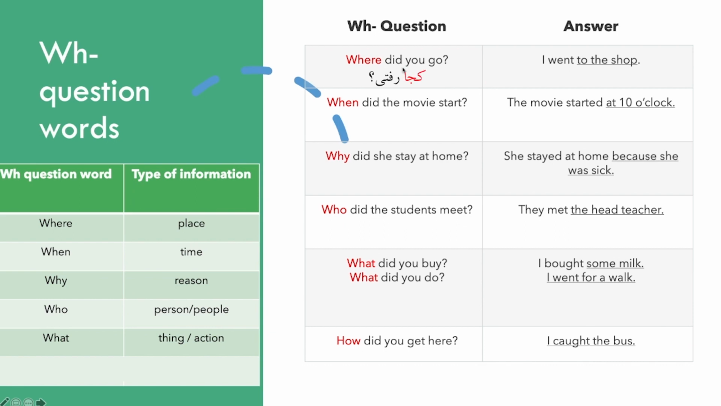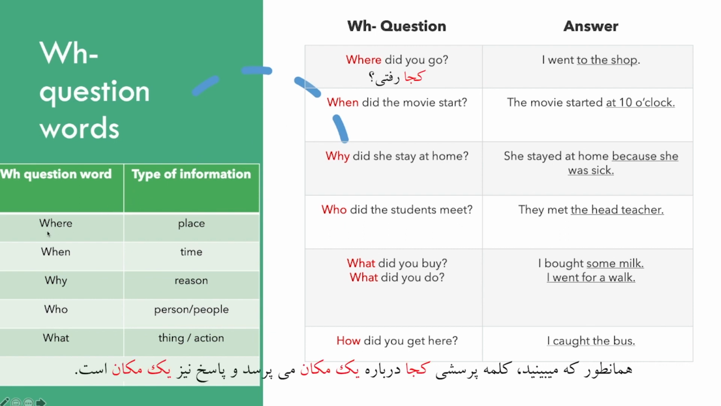Where did you go? Where, you can see in the table, where is for place. So you see the answer, I went to the shop. To the shop is a place, so the question we use where.